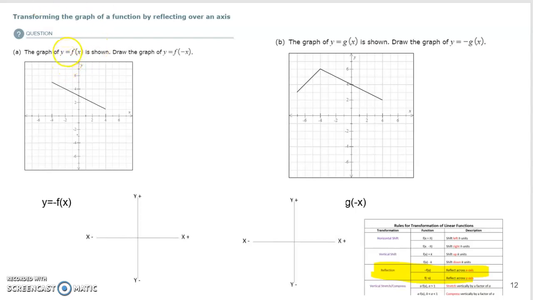Okay, so this gave us the f function, and it's asking us to find f when we put a negative on the inside. So I'm looking down here. You're looking at your chart that hopefully you copied on a separate piece of paper. If I have a negative on the inside, I'm reflecting over the y-axis.